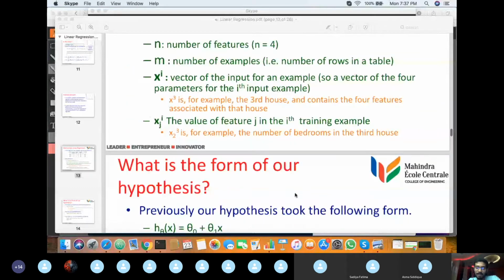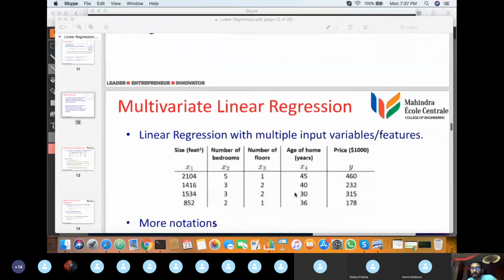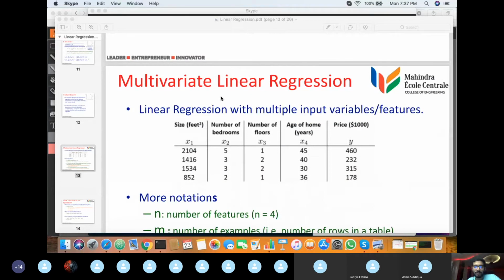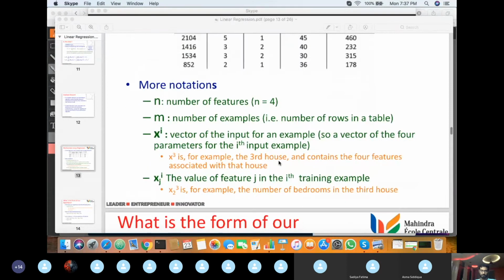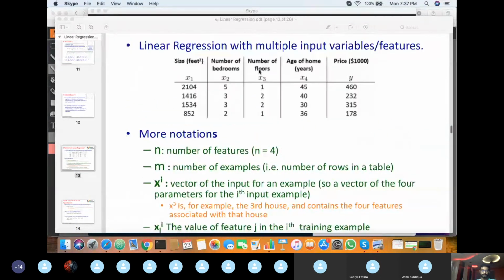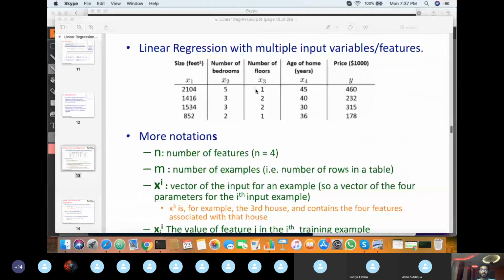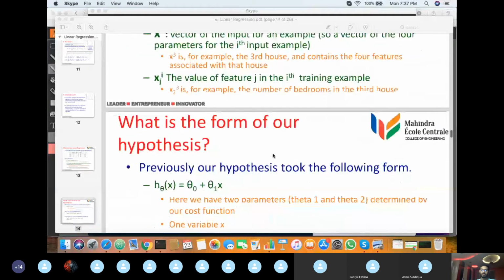So the thing is that we've spoken about linear regression with one variable, but now we might have linear regression with multiple variables, and that is called multivariate linear regression. As I was saying yesterday, and even today, we might have multiple variables to predict the price of a house, like square feet, number of bedrooms, number of floors, age of the home, or various other things. In such cases you have multiple variables, so it's called multivariate linear regression.